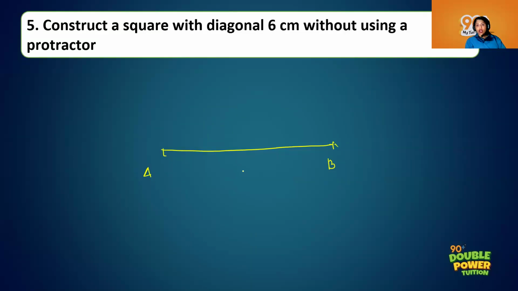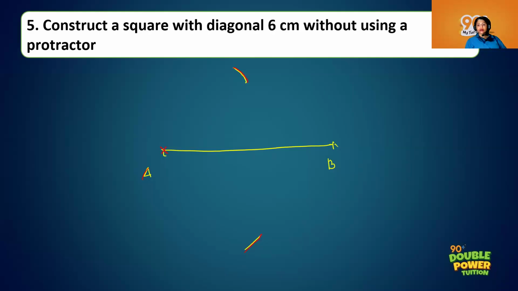Now take your compass and take roughly more than half of 6, that is 3-4 centimeter, and draw an arc above and below, keeping the point leg of the compass at the point A. Take more than half of 6, that means more than 3 centimeter. You can take any rough number and draw an arc like this above and below the line.